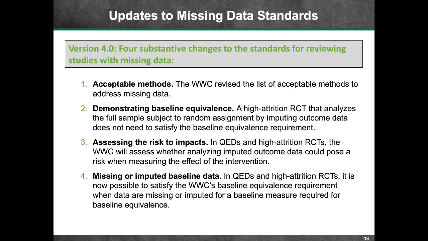Although the WWC would not assess baseline equivalence for such an analysis, the WWC would assess the risks to impact estimates from analyzing the imputed outcome data. This is the third change to the standards. In quasi-experimental designs and high-attrition randomized control trials, the WWC will assess whether analyzing imputed outcome data could pose a risk when measuring the effect of the intervention. In brief, the WWC does this by examining whether the subjects with imputed outcome data differ from those with observed outcome data on key baseline measures observed for all subjects.